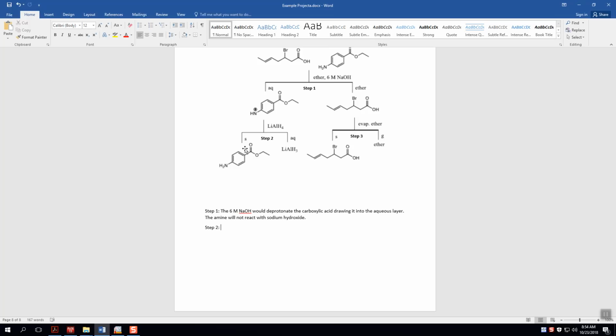So here I would say lithium aluminum hydride, luckily Word knows how to spell better than I do, is a reducing agent and is not used in acid/base extractions. So I'm just going to say that lithium aluminum hydride has no place here.